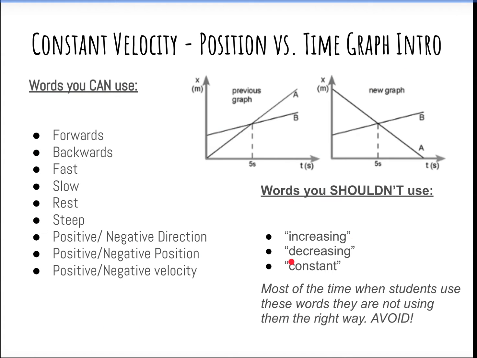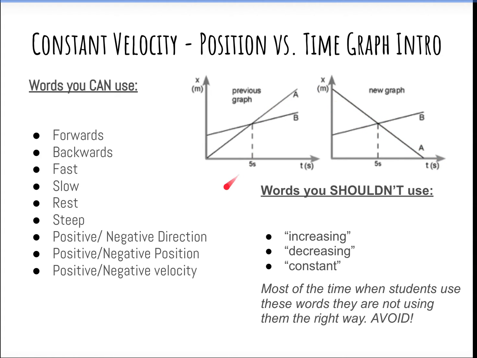So it can be helpful to go through some words that we can use as we are describing these. So forward, backward, fast, slow, rest. We're going to talk about that later, like what it looks like when you are just standing in the same place, okay? Steep or not steep, positive, negative direction, positive, negative position. A negative position would be if you were underneath the x-axis and you had a negative y-axis value. Positive or negative velocity. Again, negative velocity is anytime you have a negative slope.